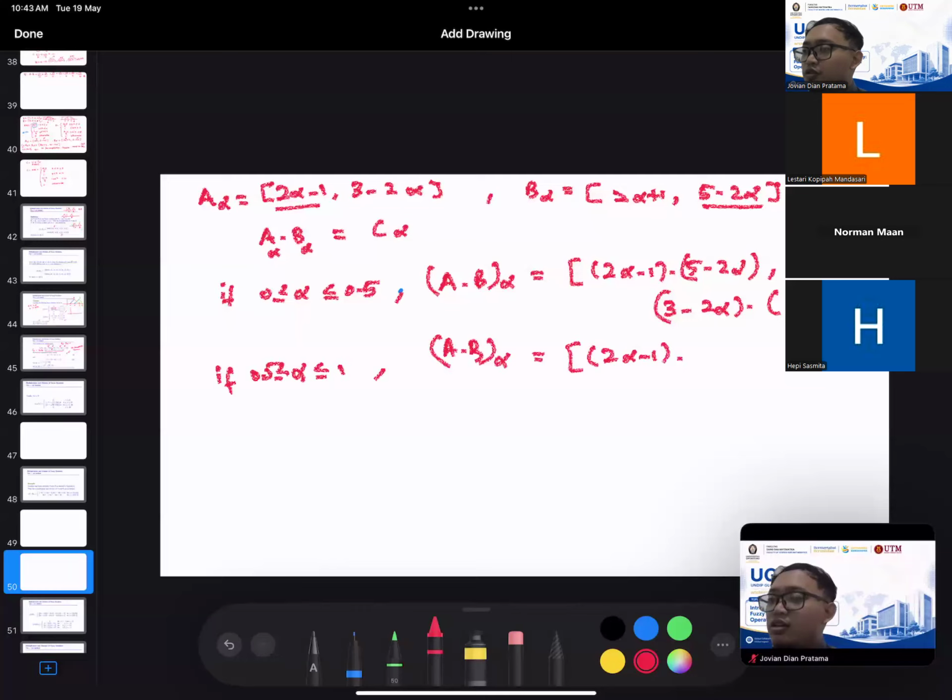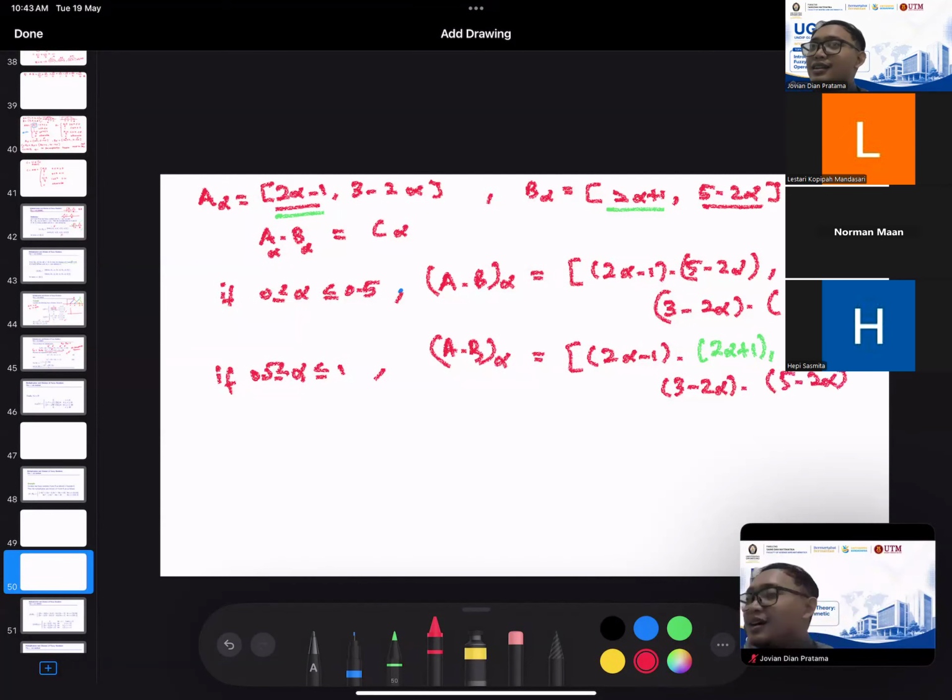So meaning that for the second one, you need to multiply 2 alpha minus 1, which is the lowest of A alpha, and then with this one. So you will get, I put the green color so that it is easy for you to distinguish. And then the rest will be the same, which is 3 minus 2 alpha multiplied with 5 minus 2 alpha here. So this is the difference.